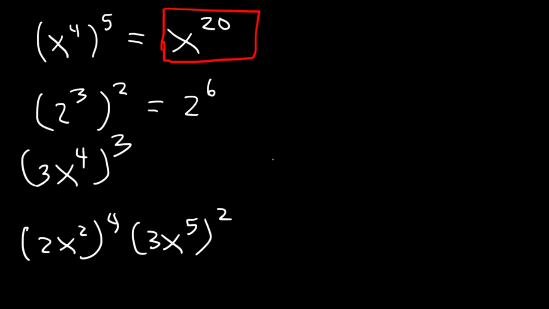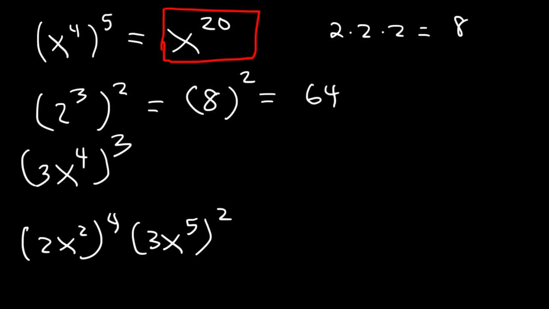But figuring out 2 to the 6th, that's going to take some time. Instead, let's find the value of 2 to the third power. 2 times 2 times 2, 3 times, is 8. So 2 to the third is 8. So we have 8 squared, which is 8 times 8. That's 64. So that's the answer for the second one.